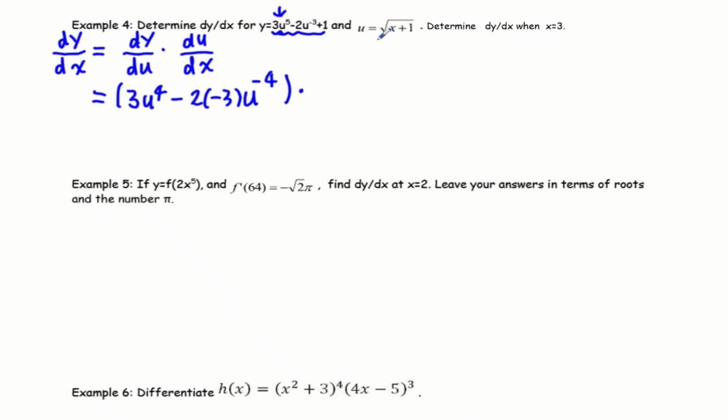So this one we could write with an exponent. So x plus 1 to the exponent 1 over 2. So bring the exponent to the front, x plus 1 to the exponent -1 over 2. Then we do the derivative of x plus 1. So the derivative of x plus 1 is just 1.